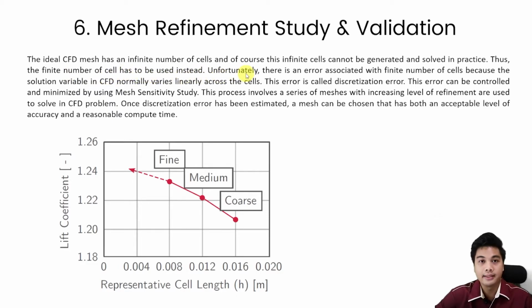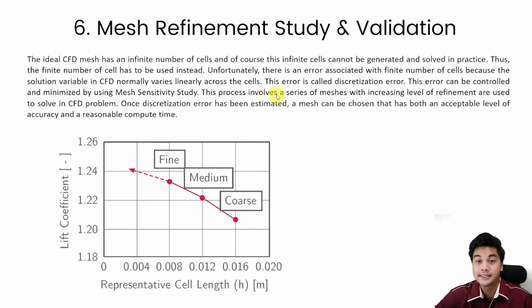Unfortunately, there is an error associated with the finite number of cells because the solution variable like velocity or temperature in CFD normally varies linearly across the cell. This error is called discretization error. This error, however, can be controlled and minimized by using mesh refinement study or mesh sensitivity study.